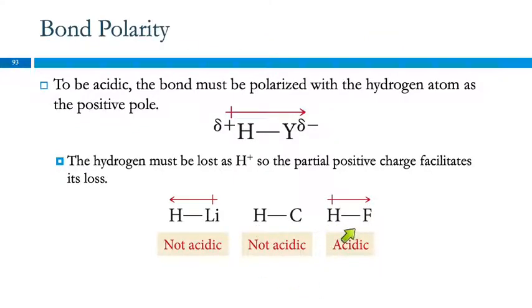Something like HF, the fluorine is very electronegative. It's withdrawing electrons, pulling them over here, making the hydrogen quite positive, even in the molecular compound, and so this will be fairly easily lost as a hydrogen ion. Any questions?